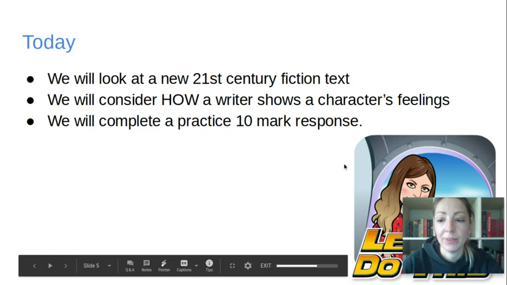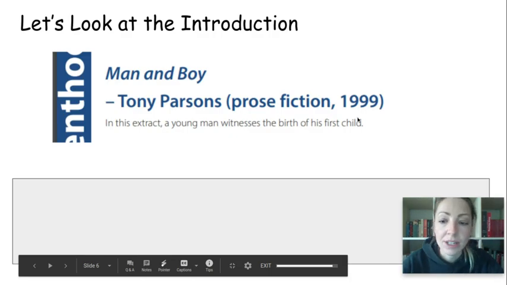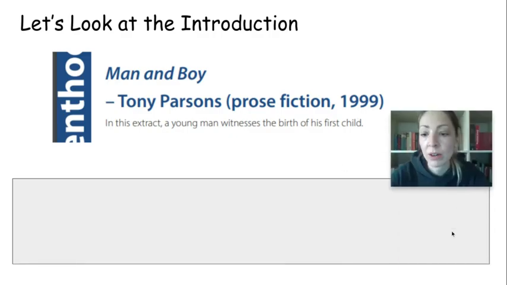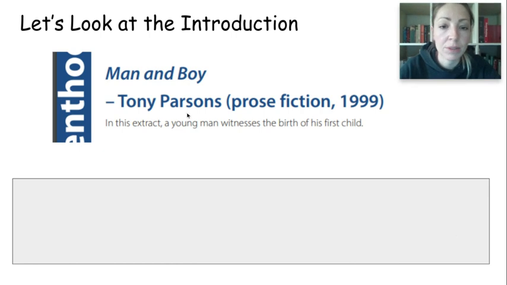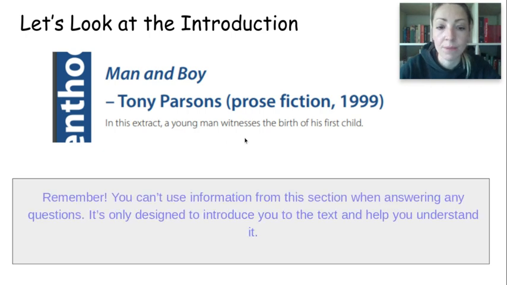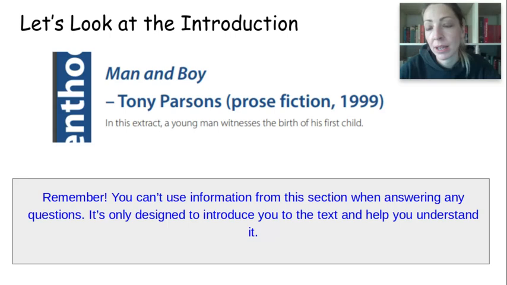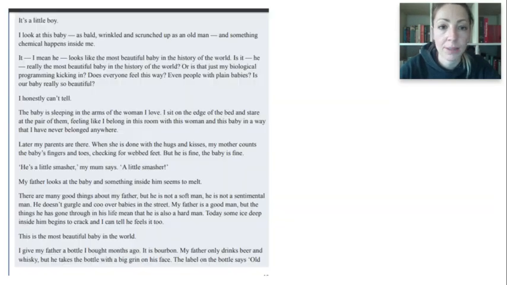Okay, right. So this is the introduction to the text. As we know, we can't use this in our response, but it's a really good way to start. We know that this is prose fiction, so it's made up, fictional. It was written in 1999, and it's called Man and Boy. In this extract, a young man witnesses the birth of his first child. So remember, we can't use that information. It's just a little bit of a leg up, isn't it, to understanding the text.